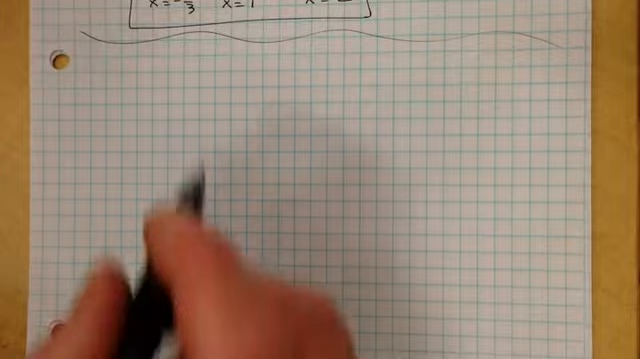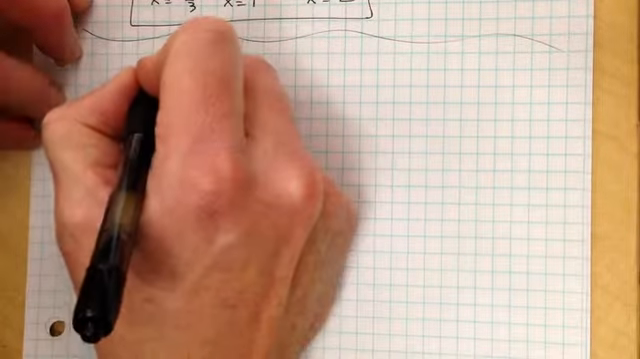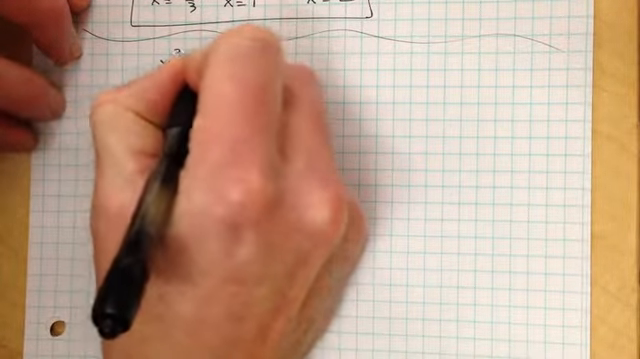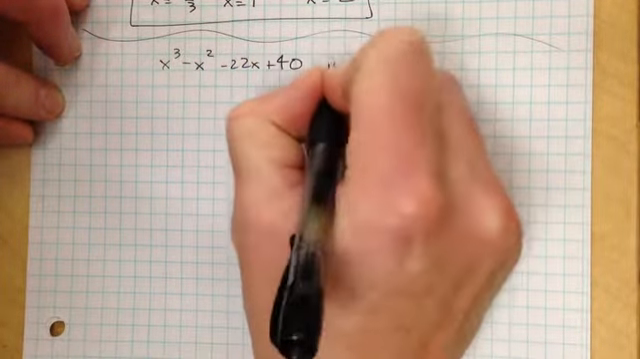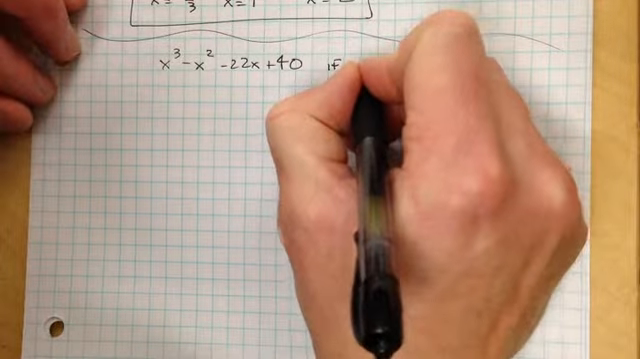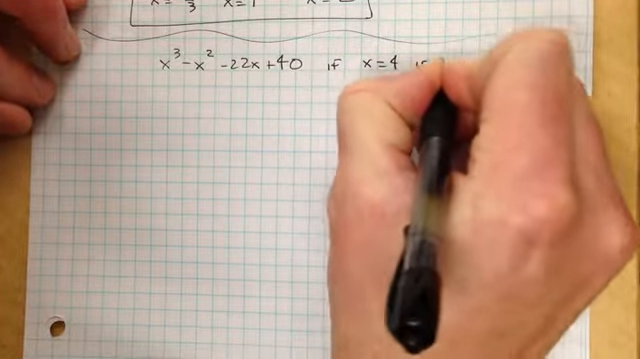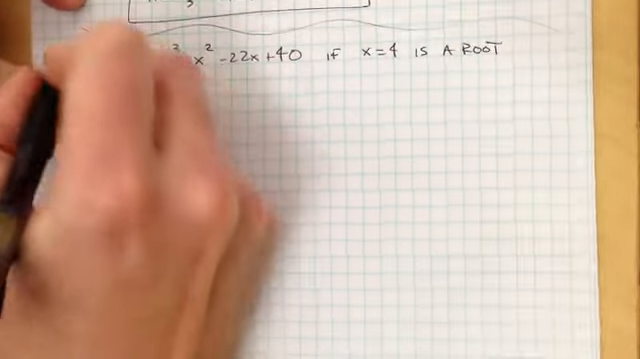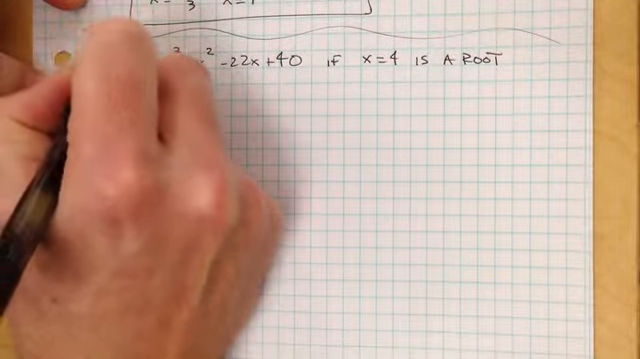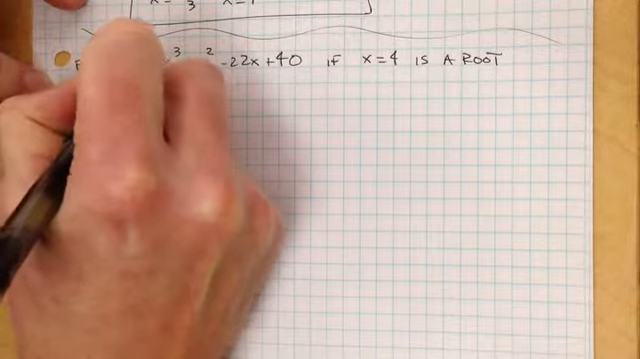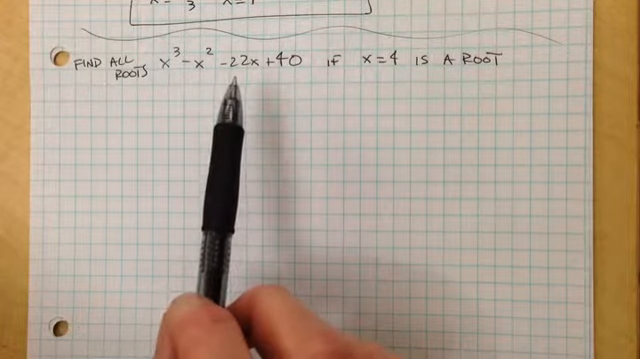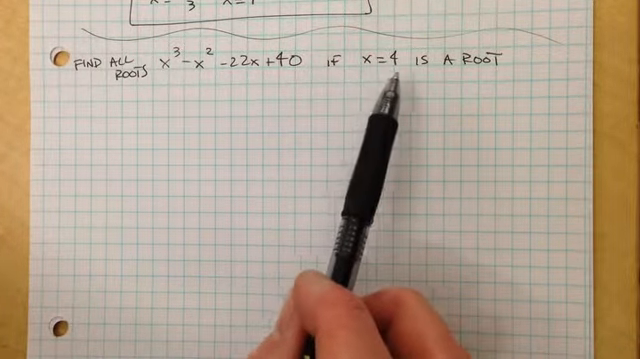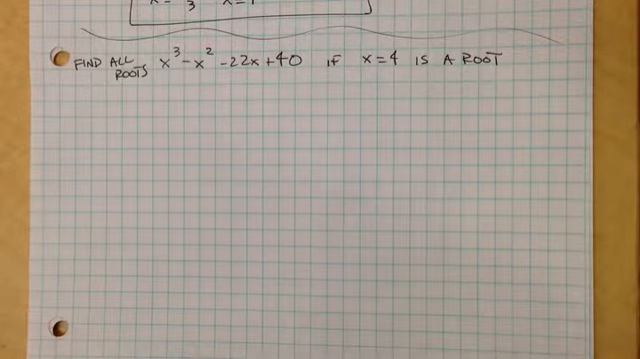Let's take a look at another one of those. Taking synthetic division and using it as a tool. Say find all roots. So find all roots of x cubed minus x squared minus 22x plus 40 if x equals 4 is a root. Here is slightly different from the previous problem.